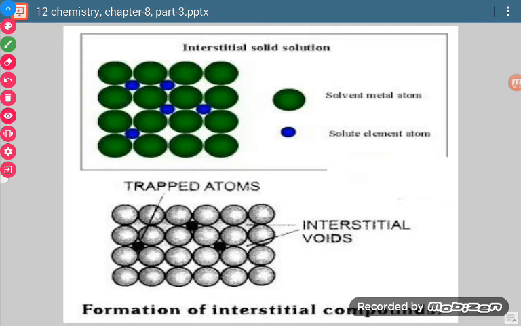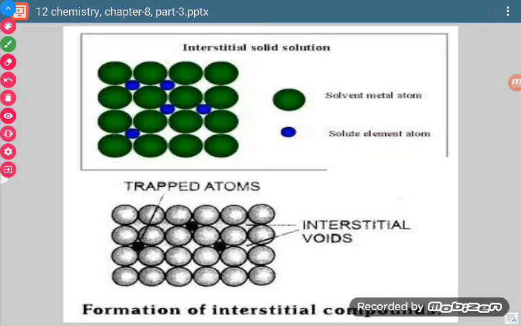Now see, there is one important example, it is called tungsten carbide. So what is there? W, this may be W, the green one, and this may be carbon. So when a carbon atom gets trapped in the interstitial voids of the crystal lattice of tungsten, there is formation of an interstitial compound which is called tungsten carbide. Okay, so this way it is formed.